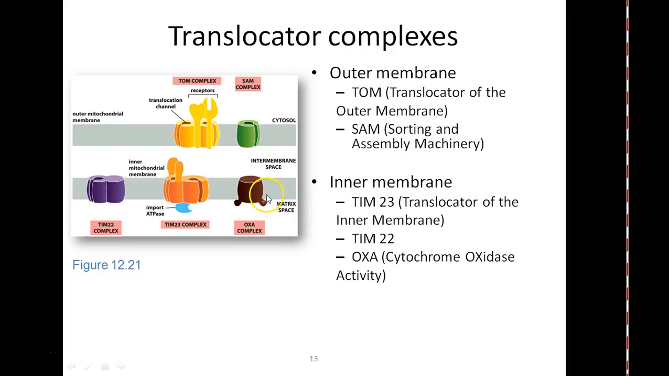In the inner membrane, there is also a variety of different proteins. If we talk about the TIM, we have the TIM here shown in orange, and it also has something like a receptor sticking out into the intermembrane space, and of course the channel crossing the membrane. And there's also a complex called OXA, for cytochrome oxidase activity. When we discuss different import strategies, we'll talk about those proteins some more.